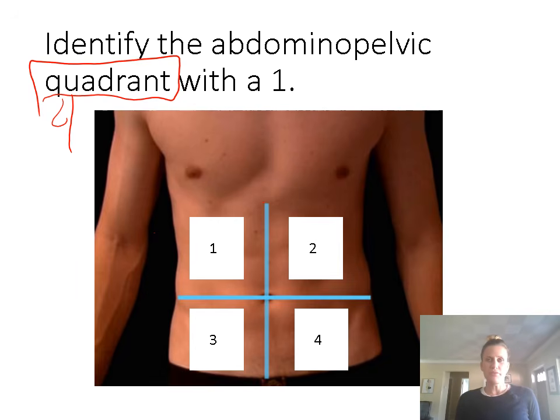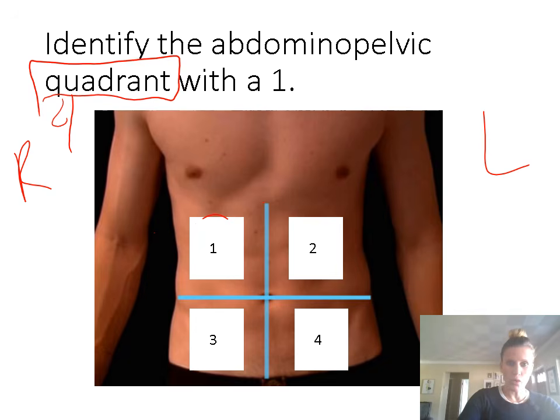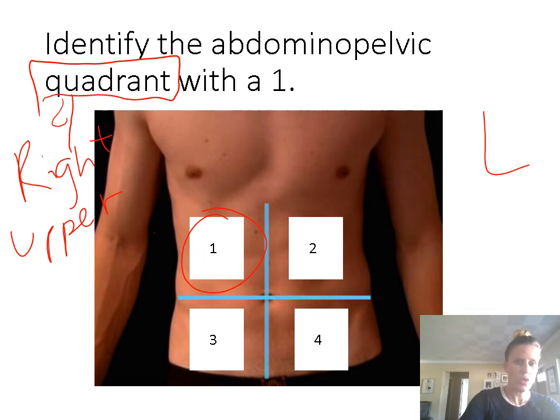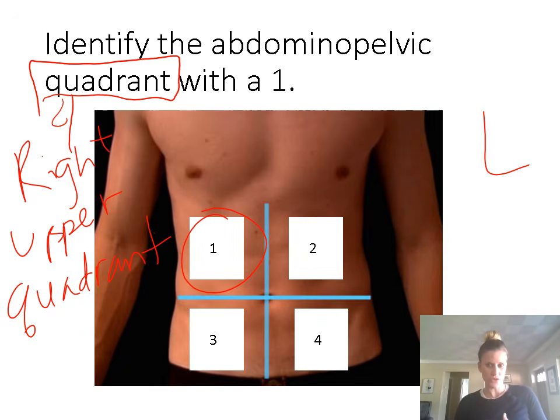So these are super simple to name too. It's just upper and lower and left and right. Left and right are the only things that you might mix up. Remember, it's not your left and right, it's the patient's left and right. So you kind of have to flip yourself around, right? It's opposite. So this over here is the patient's right, this is their left. So number 1 is the right upper quadrant. Okay, the right upper quadrant.